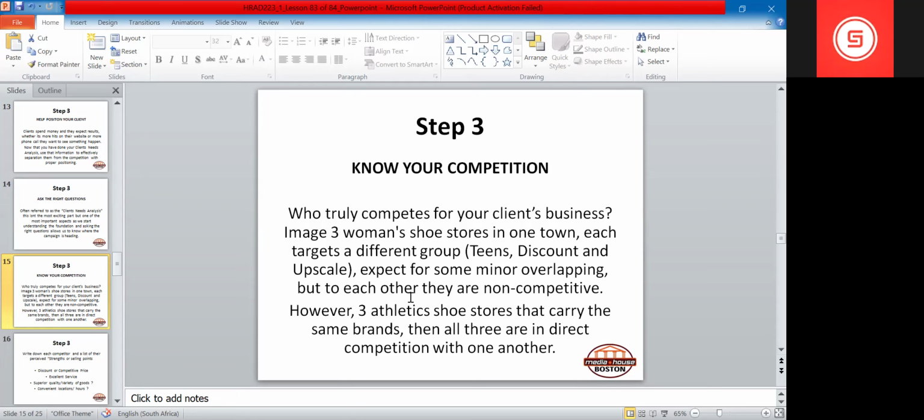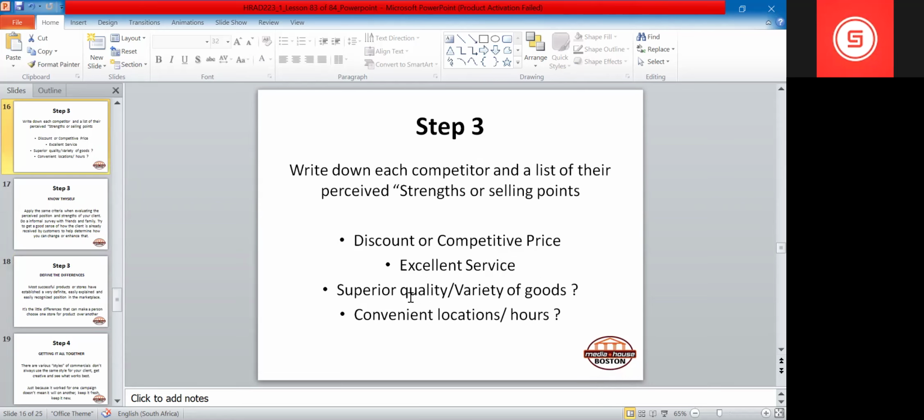Imagine three women's shoe stores in one town. Each targets a different group: teens, discount, and upscale. Except for some minor overlapping, they are non-competitive with each other. However, if three athletic stores carry the same brand, then all three are in direct competition with one another.